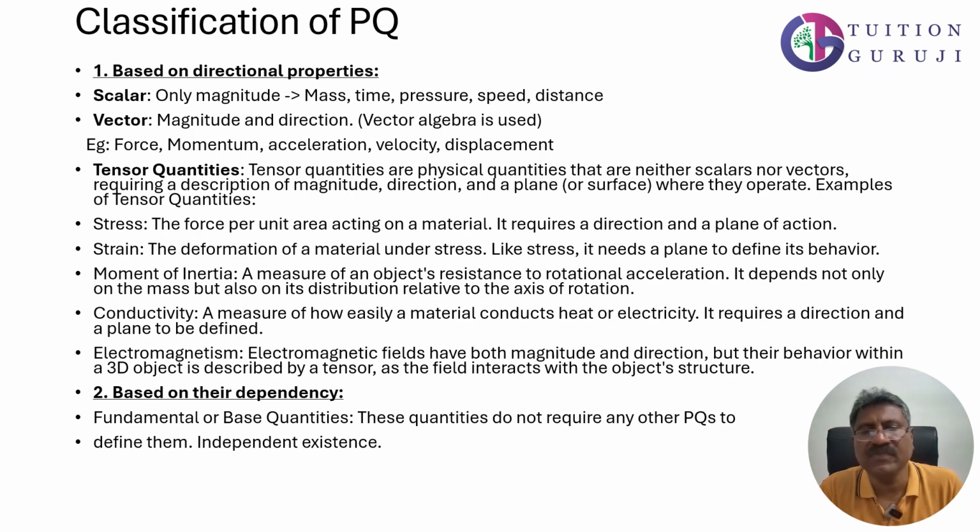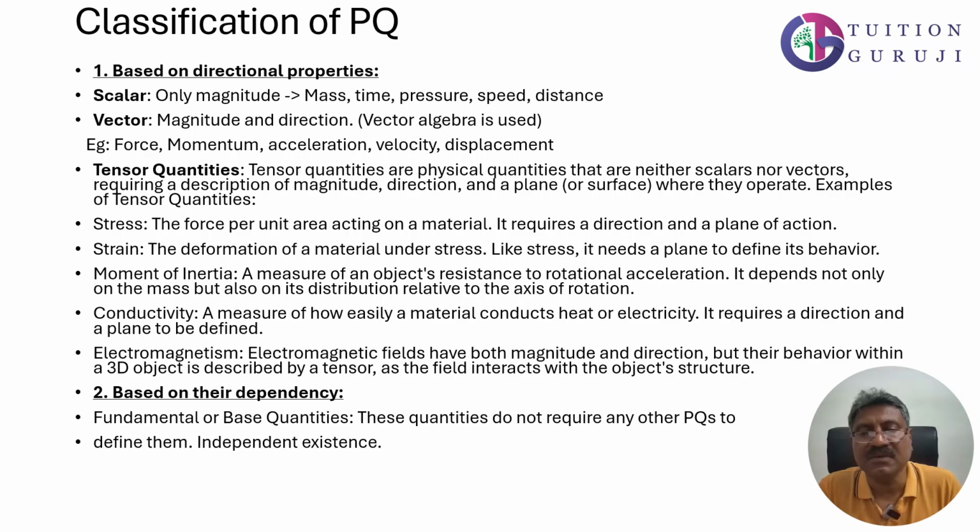Now let us see how physical quantities can be classified. Based on directional properties, physical quantities can be classified as scalar, vector, and tensor quantities. Scalar means quantities having only magnitude, like mass, time, pressure, speed, and distance. Vector quantities are those which have both magnitude and direction, and we use vector algebra for the operations of these vector quantities. Examples are force, momentum, acceleration, velocity, and displacement. And tensor quantities require, apart from magnitude and direction, a plane to act.